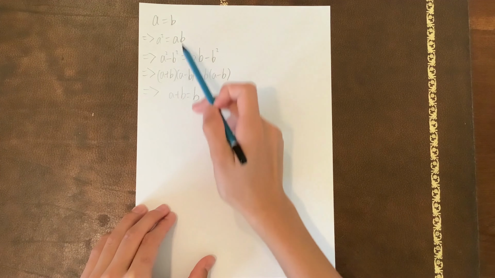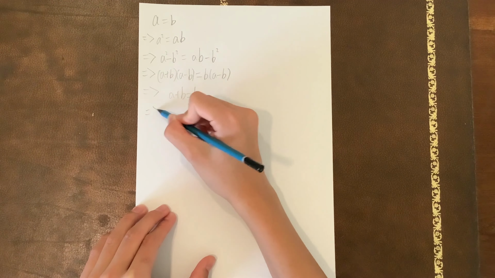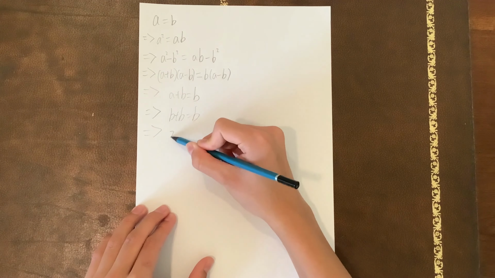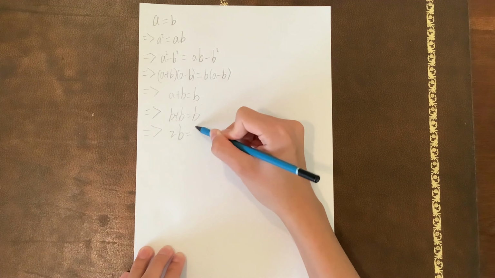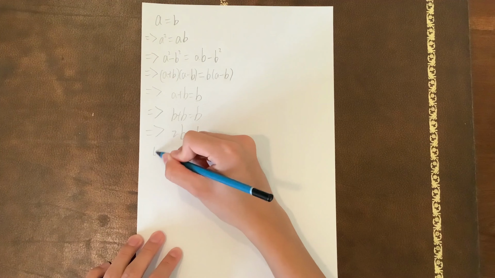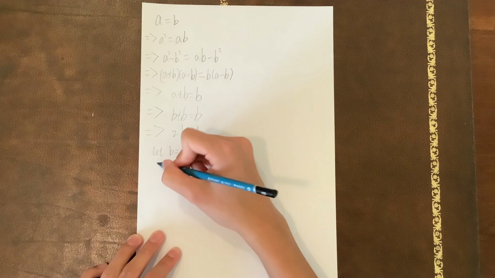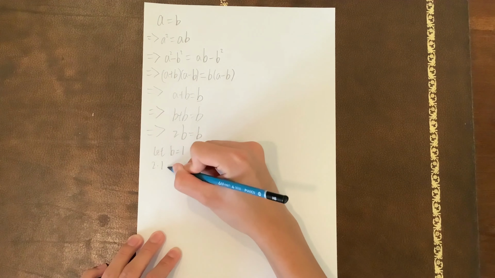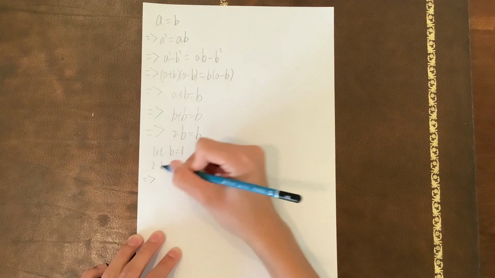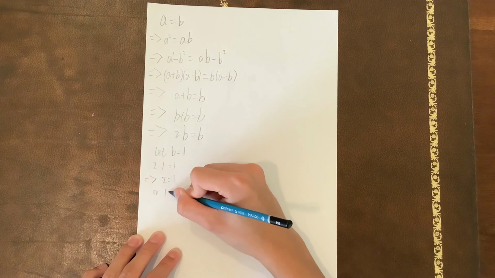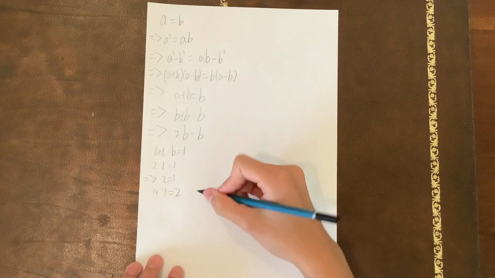So since a equals b, we substitute that. That gets b plus b equals b, which means 2b equals b. So we just have to let b equals 1, and then that means 2 times 1 equals 1, which means 2 equals 1 or 1 equals 2. Yep, that's a proof.